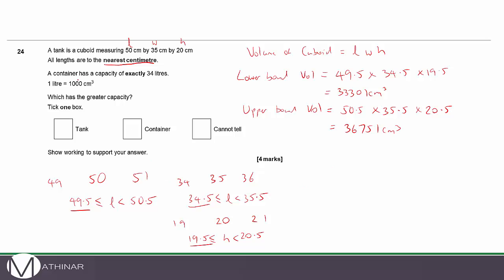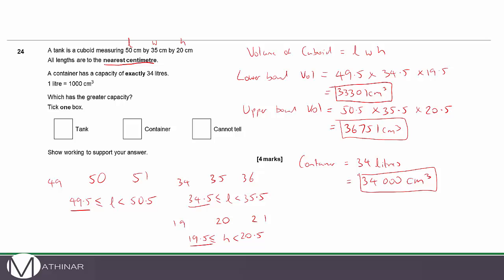Okay, now the container has a capacity of exactly 34 litres. So we can convert these litres into centimeters cubed by multiplying by 1,000. So the capacity of the container is 34 litres. So if we multiply that by 1,000, we get 34,000 centimeters cubed. So what we know is that the volume of the cuboid lies somewhere between here and here, and the volume of the container is exactly this.